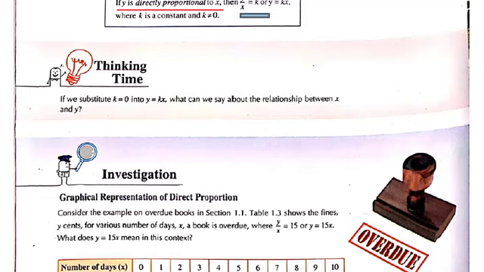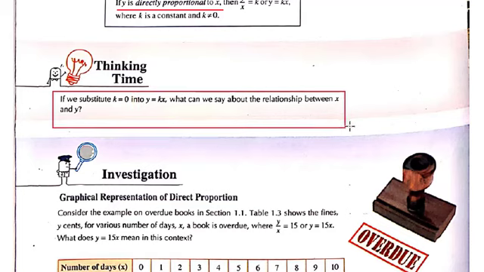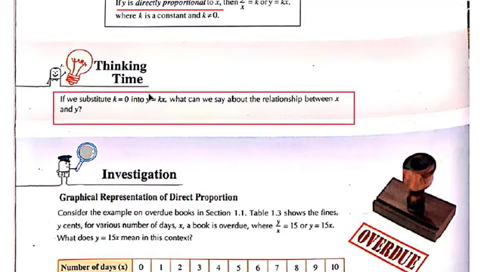Now come to the thinking time. If we substitute k equals 0 into y equals kx, the equation of direct proportion, which represents the relationship between y and x, with a constant k instead of the proportional sign, what can we say about the relationship between x and y? Let's explain this answer.